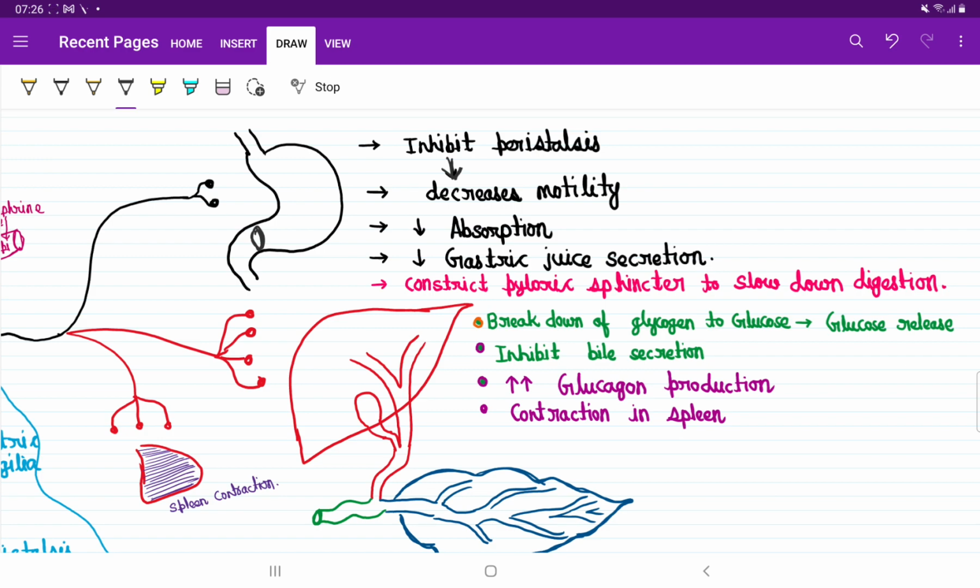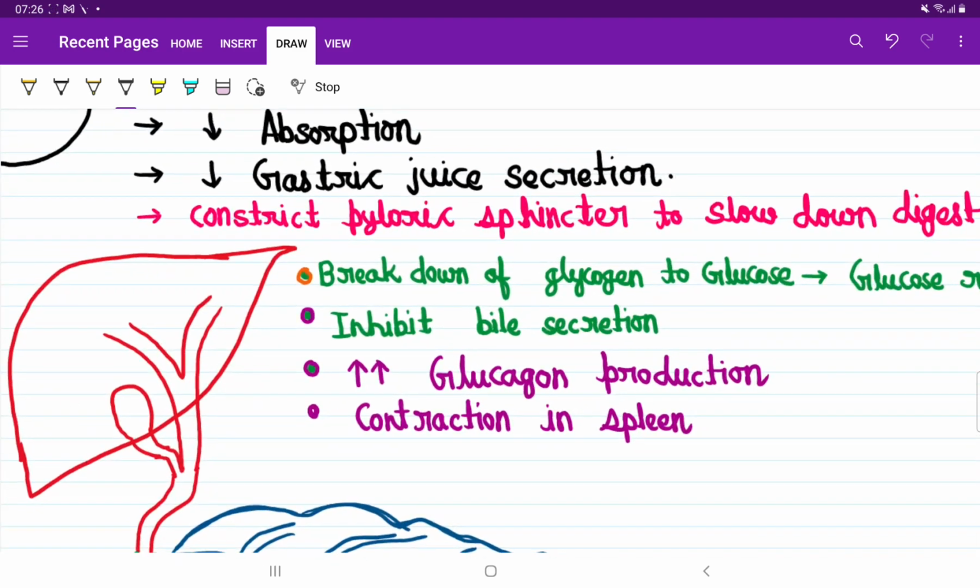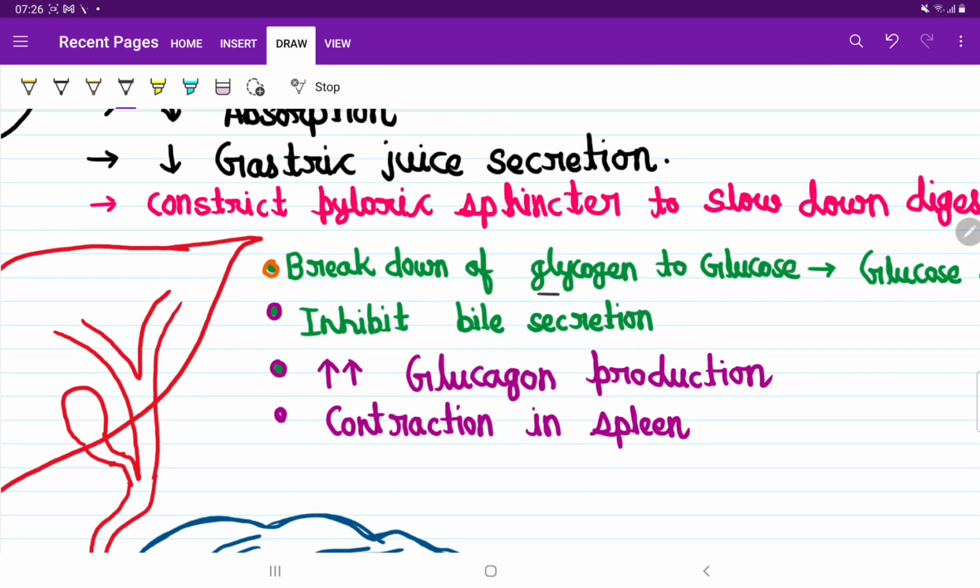Then the same celiac ganglia supply the liver. The same celiac ganglia supply our pancreas. On the liver, they cause breakdown of glycogen into glucose. Now a person is in fear, in anger, or energy consumption has to increase. For that, a lot of glucose is required.